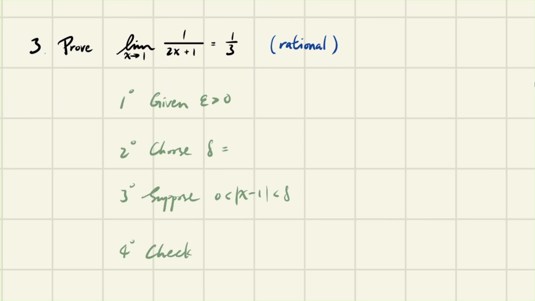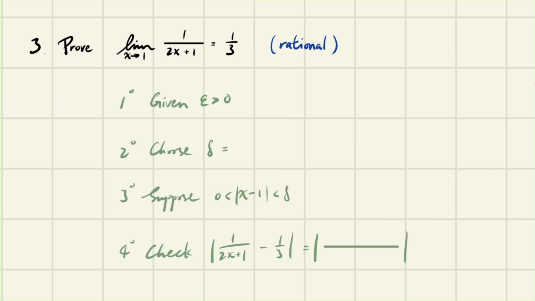Okay, so our function, which is 1 over 2x plus 1, minus our L, which is 1 over 3. Well, how do we do this? How do we make it into something like x minus 1? Well, we don't know yet, so let's do whatever we can do, which is putting them together as one fraction.